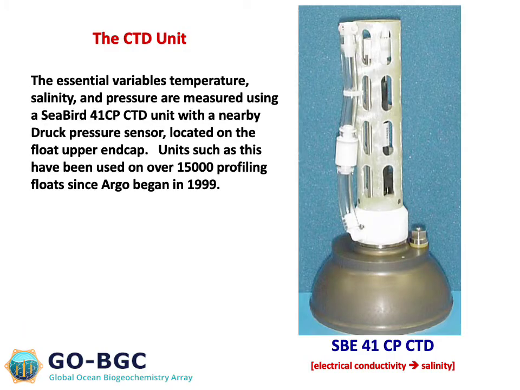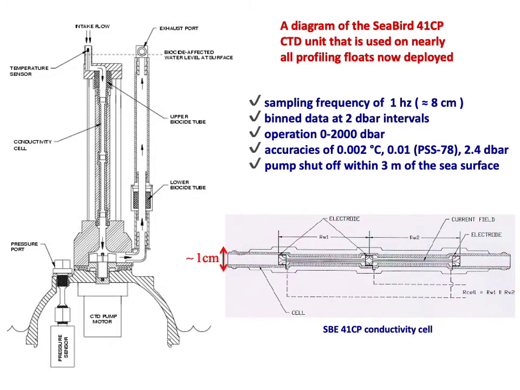The CTD itself. This is a CTD made by Seabird, the Seabird 41CP. Almost all of the floats built since the beginning of Argo in 1998 used this CTD. Over 15,000 floats have been made since Argo began in 1999 with this. The CTD has changed a little over the years, but not too much, and it's been very reliable. A few hiccups, but mostly reliable. This is what the CTD looks like.